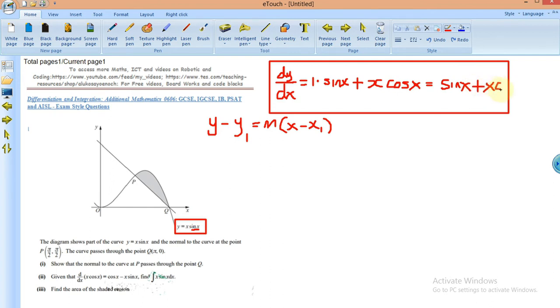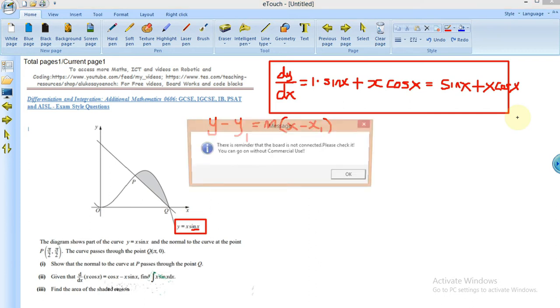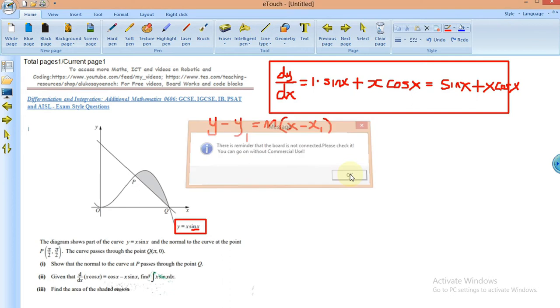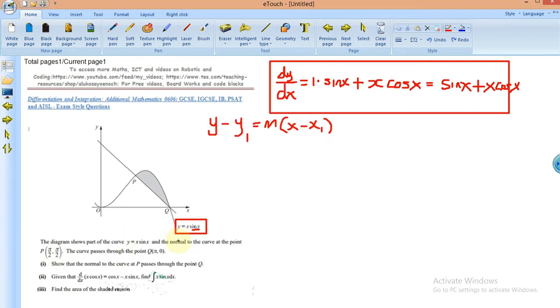Guys, if you like, you can go ahead with your u dv plus v du. I don't have time for that, so sorry about that, guys. It is just like the integration by parts simplified form, you know how I enjoy that section. Let's continue. What I did is differentiate the first one, multiply by the second one, plus differentiate the second one, multiply the first one. So dy/dx here now gives me sine x plus x cos x.